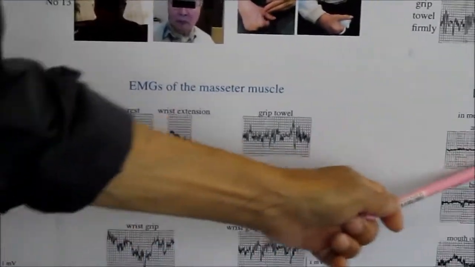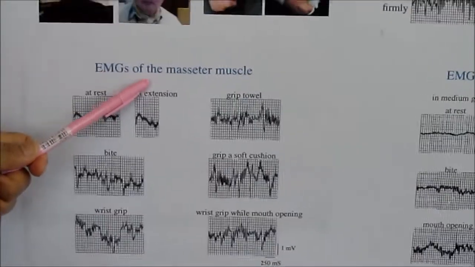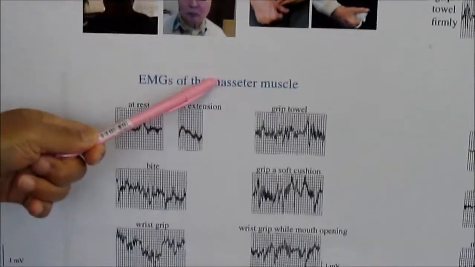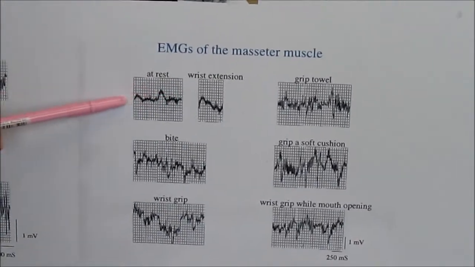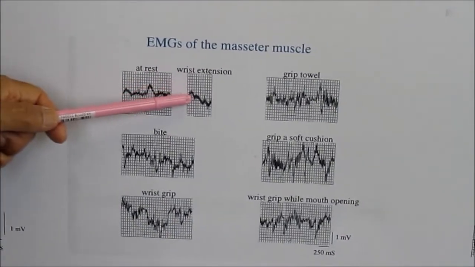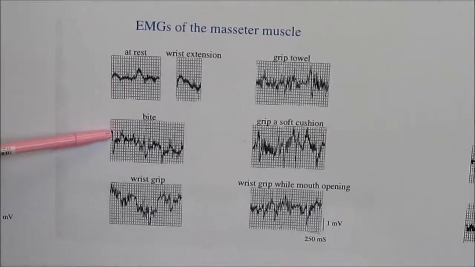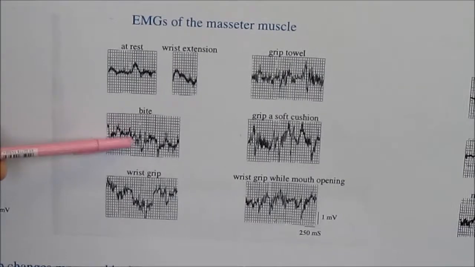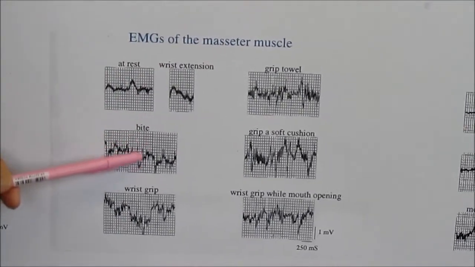Pay attention to these two charts. One is recorded from the activity of the masseter muscles, I mean the bite muscle. At rest, very low activity. Even with wrist extension, there are no changes. But the bite, of course, this is the masseter muscle. By biting, the EMG is increased.